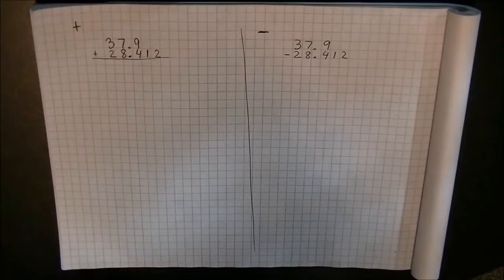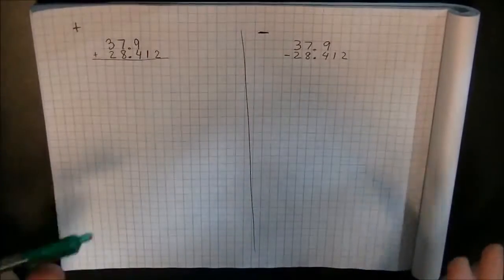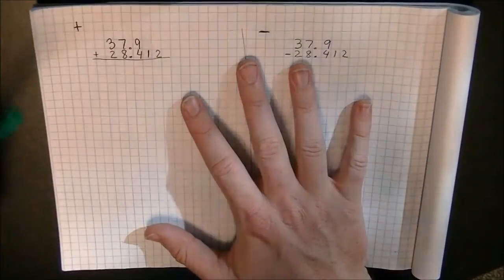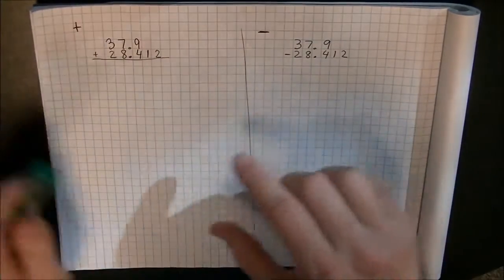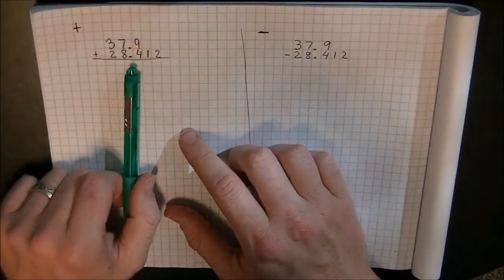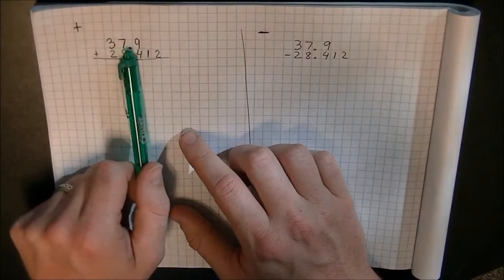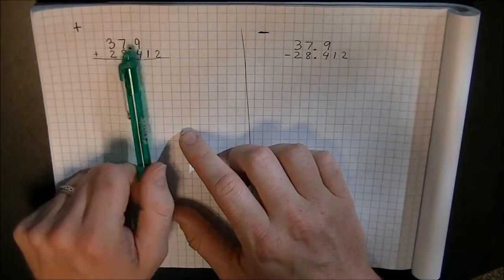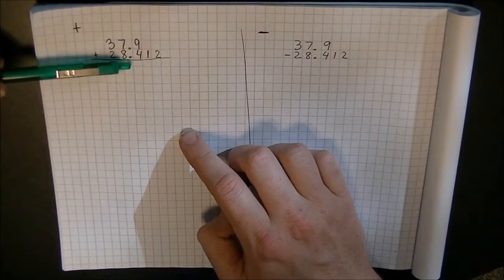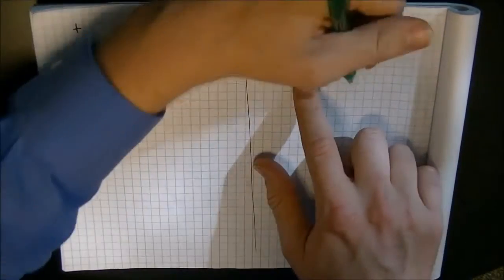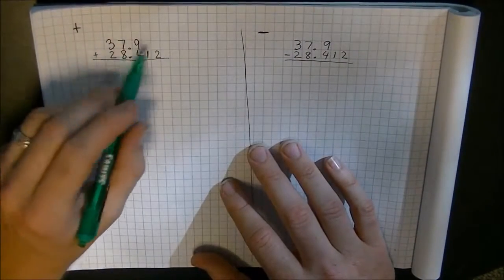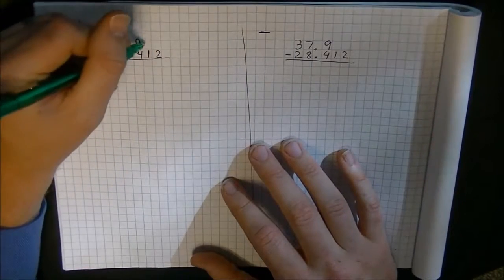Okay, so we're going to now do some operations with decimal numbers. All right, let's start with addition. The important thing to remember with addition and subtraction is that the decimals must line up with each other. It doesn't matter if one of the numbers has only one digit after the decimal and the other has three. You just have to line up the decimals with each other. So we've got them lined up here, and with this subtraction we have them lined up.